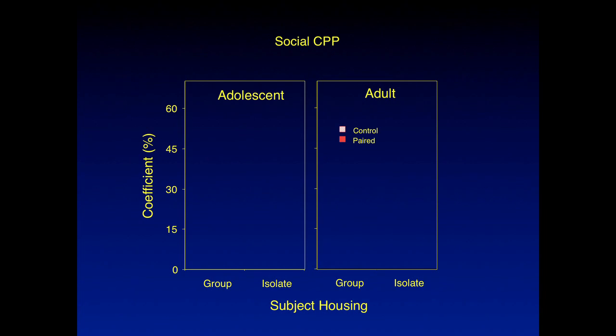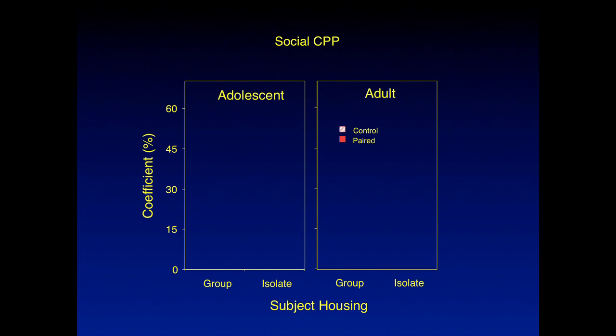And so we did this for social CPP. Our controls here, and it's important to mention the controls, get equal exposure to both of these sides, and they also get exposed to a social stimulus, but someplace else, another apparatus, another room. So they've had the equivalent experience. They just haven't had that social stimulus paired with one side of this apparatus.